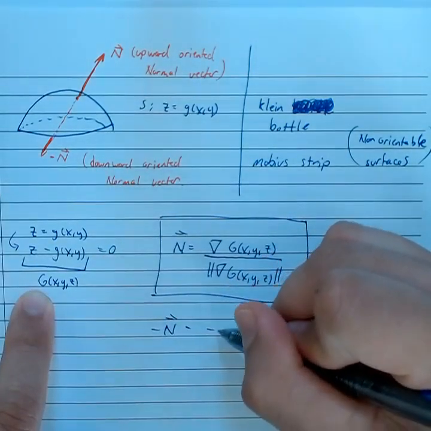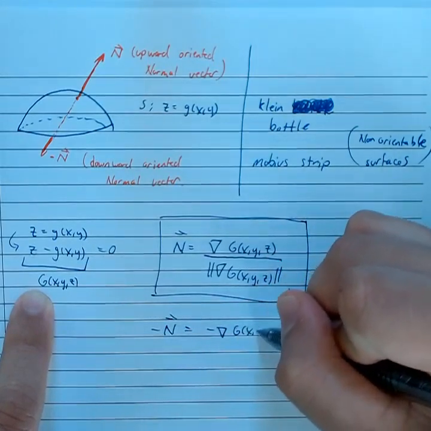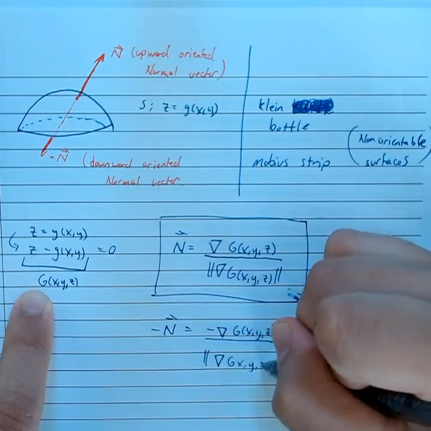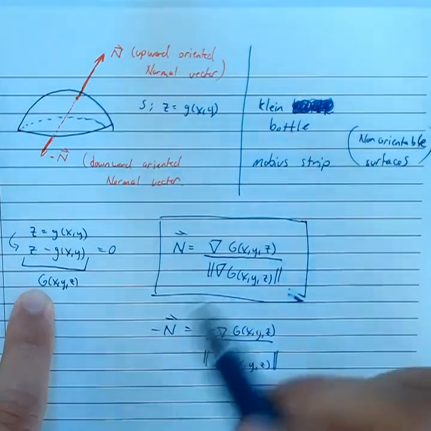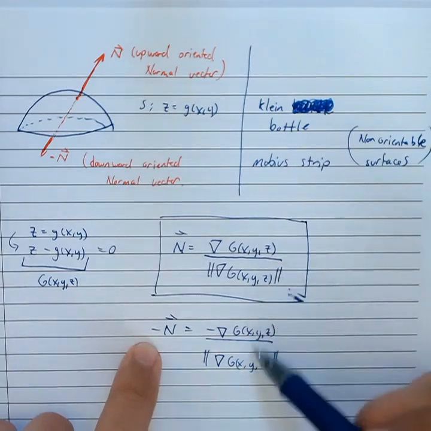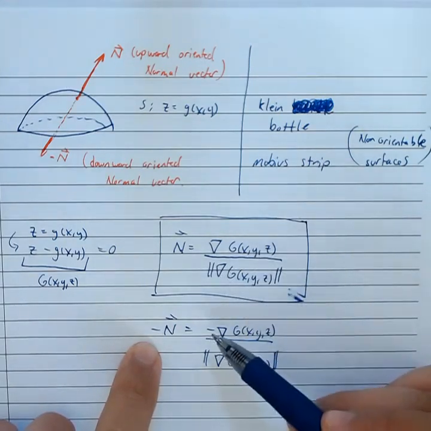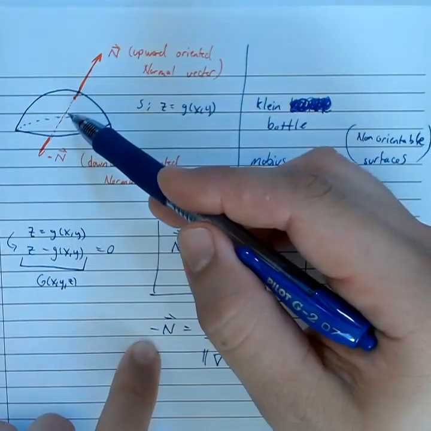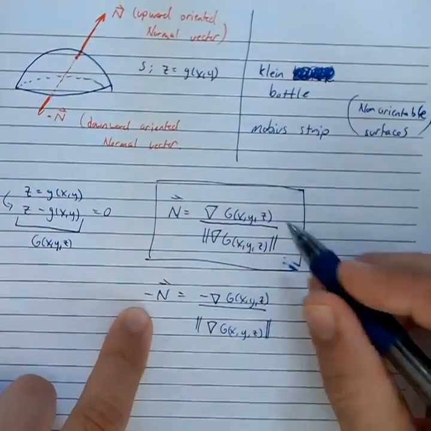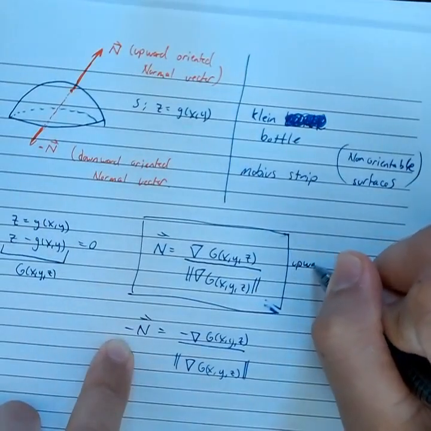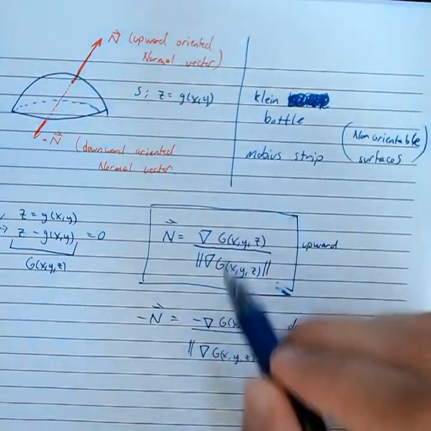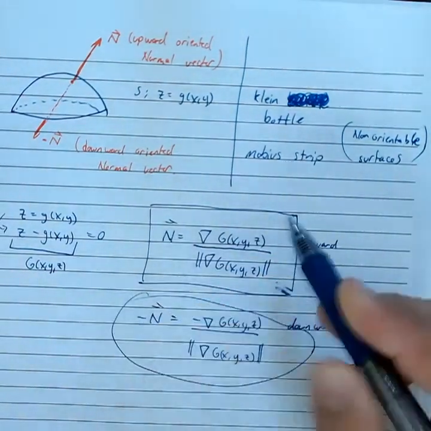So the negative of this is going to be negative the gradient of g of x comma y comma z over the magnitude of g of x comma y comma z. Because you'll remember from trigonometry or pre-cal, wherever you first learned about vectors, if two vectors have the same description but with an opposite sign, they're traveling along the same line but in opposite directions. So here, these are opposites of each other. This one's upward, and this one's downward. And unless there's a very good reason why we want to use the downward one, the upward one is the one we generally stick to.